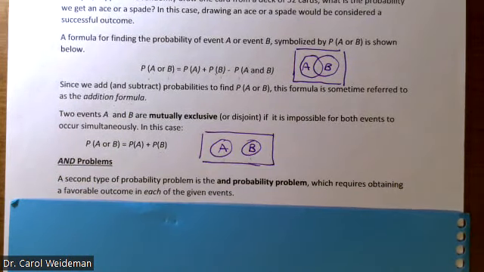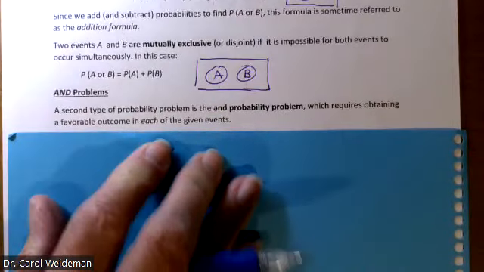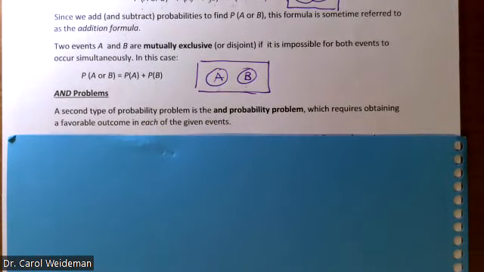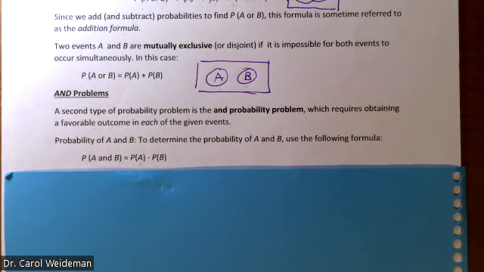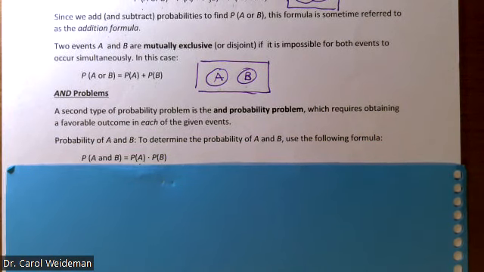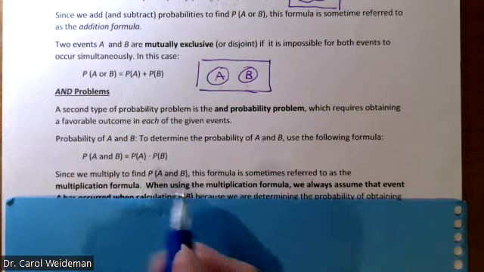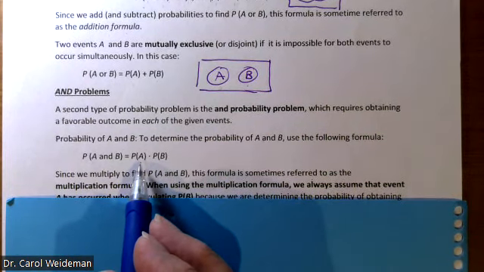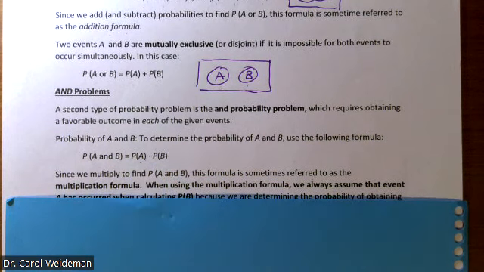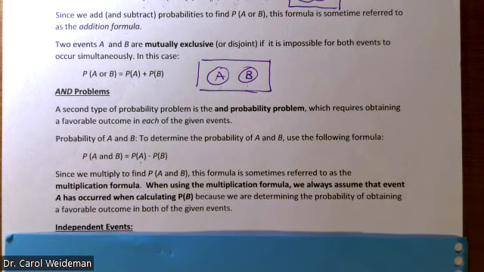Now when we have "and" problems, we want to find the probability of the first event and also the second event. We're going to use this formula: the probability of A times the probability of B. When we do this, we always assume, when we're calculating the probability of B, that event A has already occurred. In the next section, next week, when we talk about conditional probabilities, we'll have a more formal definition of that.